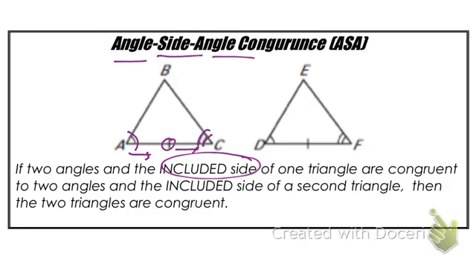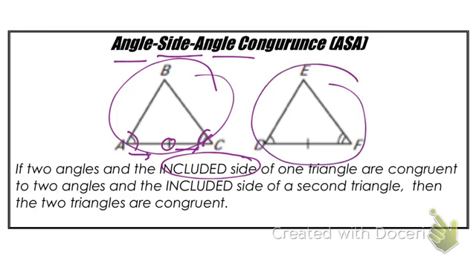If we have two angles and the included side of one triangle congruent to two angles and the included side of a second triangle, then we know that both triangles are in fact congruent. So we can write our triangle congruence statement as triangle ABC is congruent to triangle DEF using angle side angle triangle congruence.